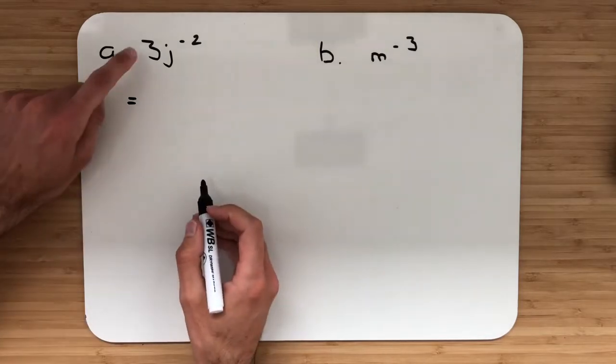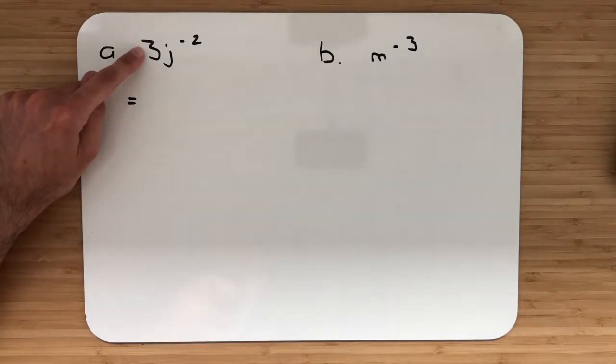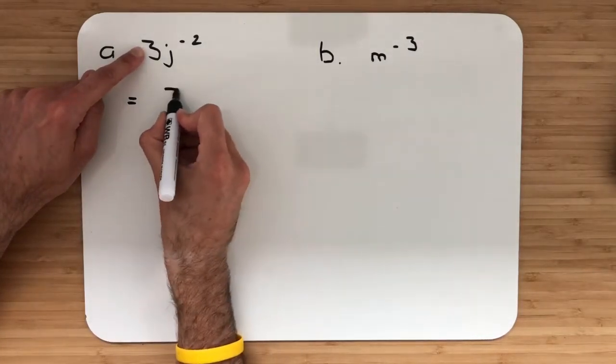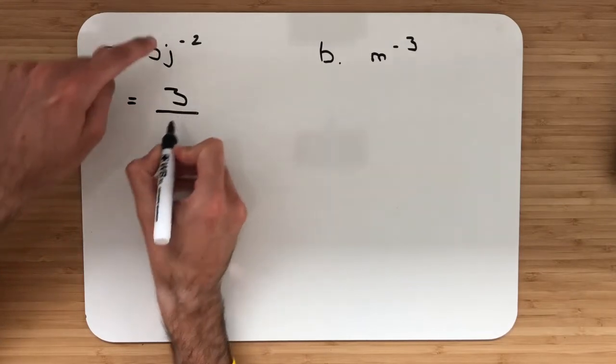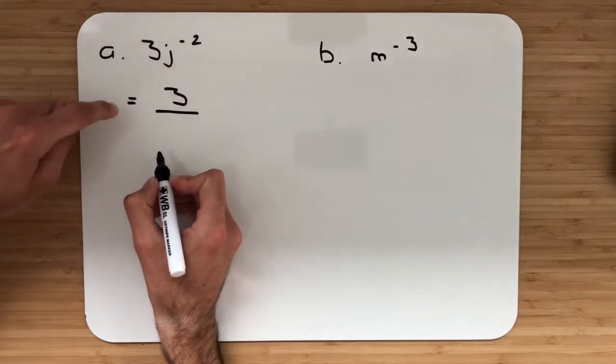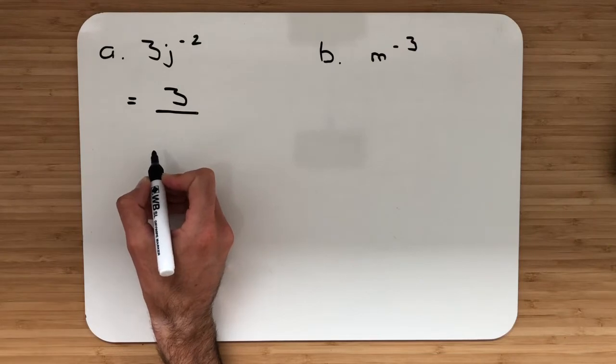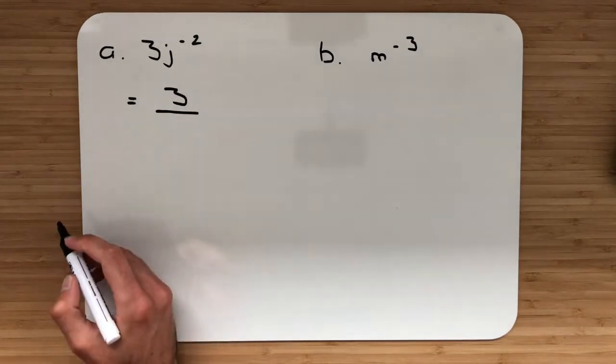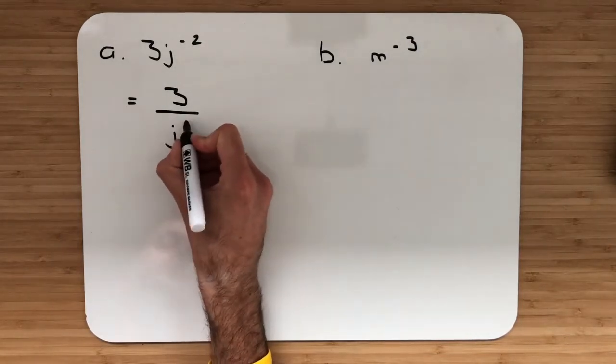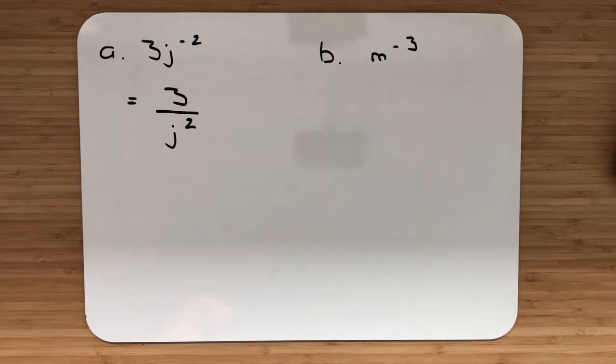So we leave the coefficient, that always stays, it's very, very important. So the 3 will stay, and we take this j to the negative 2 downstairs. When it goes downstairs, the negative index will become positive, so that becomes j squared.